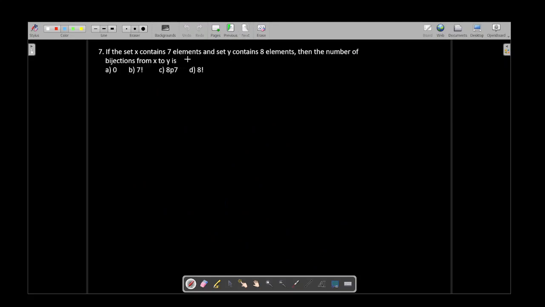Next we have set x containing 7 elements. So n of x is 7, n of y is 8. The number of bijections that can be formed from x to y: we can form bijections from x to y only when the number of elements in x is equal to the number of elements in y. This is not true, so we cannot form any bijections.